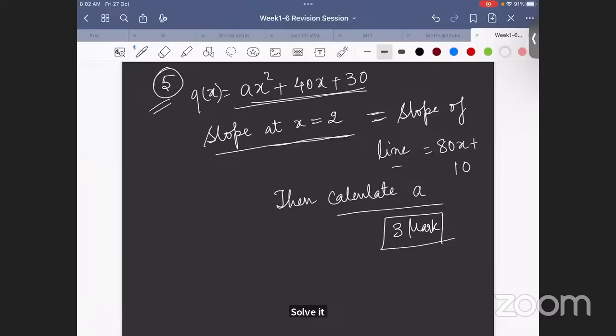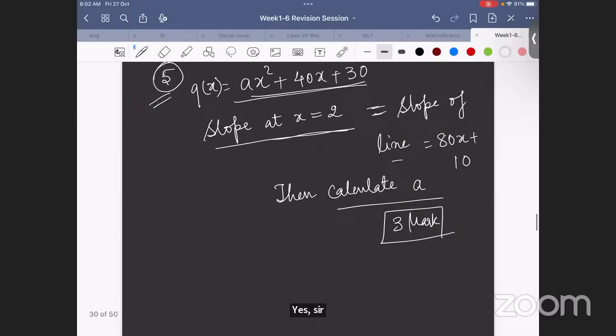Sir, explain this question. Have you tried this? Everybody tried this? Yes, sir. Okay, let me know what is the slope. How will you calculate the slope of this equation? For a quadratic equation, what is the slope?